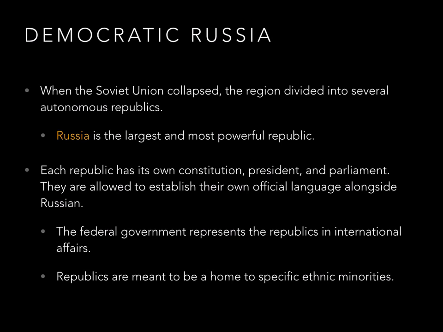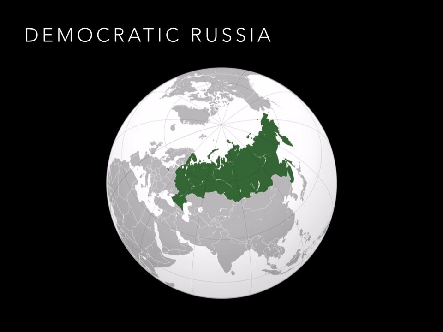However, the federal government, based in Moscow, represents the republics in international affairs. In general, the republics are meant to be home to specific ethnic minorities. And here we have a map of Russia today, showing its relationship to surrounding countries. Not quite as big as it once was, but still pretty large.